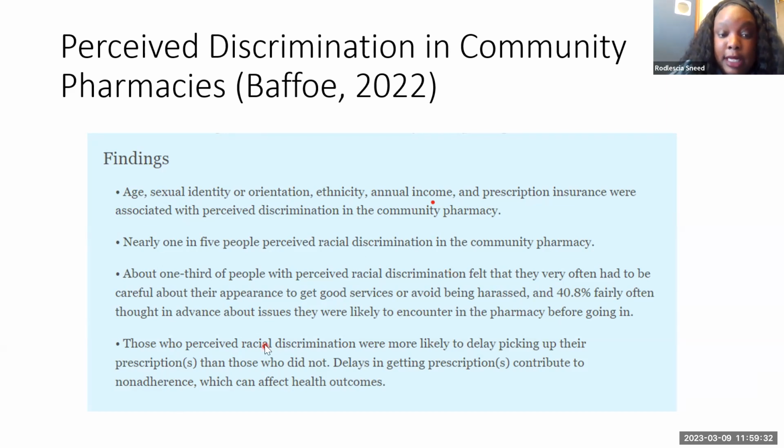And what they found in this study was very similar to the last one: people who perceived that they were discriminated against in the healthcare system were much more likely to delay picking up prescriptions than those who did not. And we know that when people delay getting their prescriptions, there are strong links between that and non-adherence. And so just having this negative experience within a community pharmacy has implications for, again, how people adhere to medication regimens, which can affect their health.